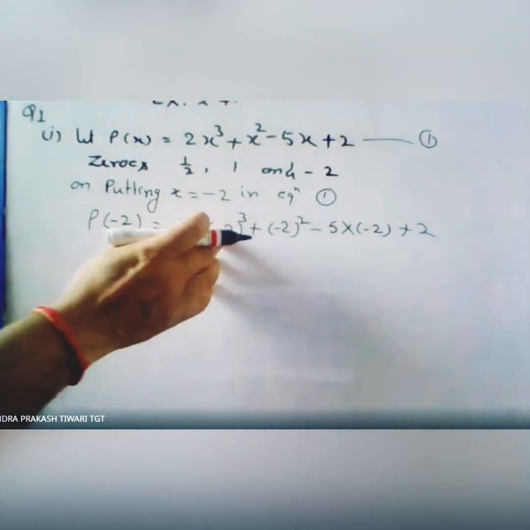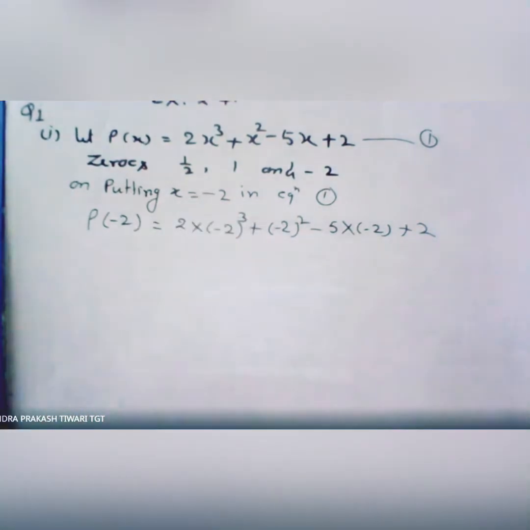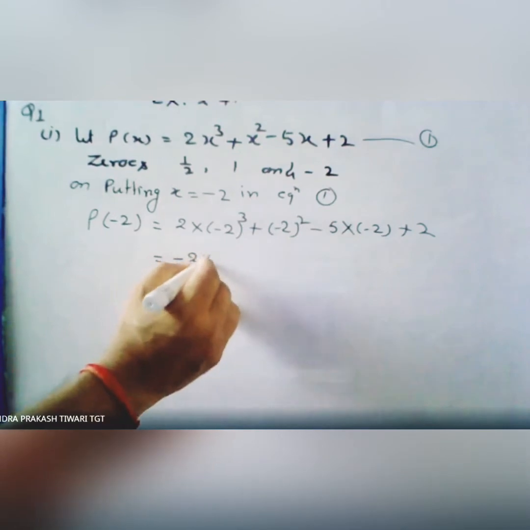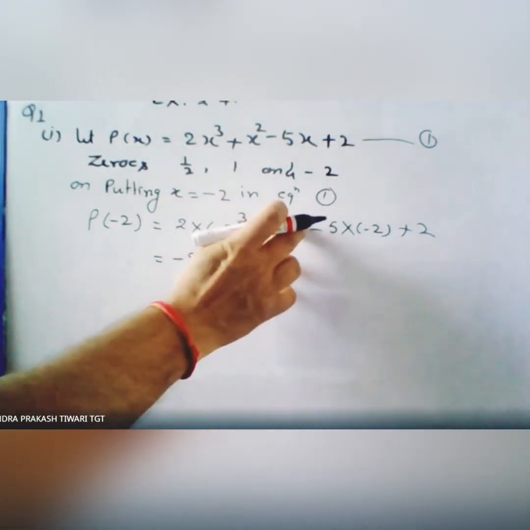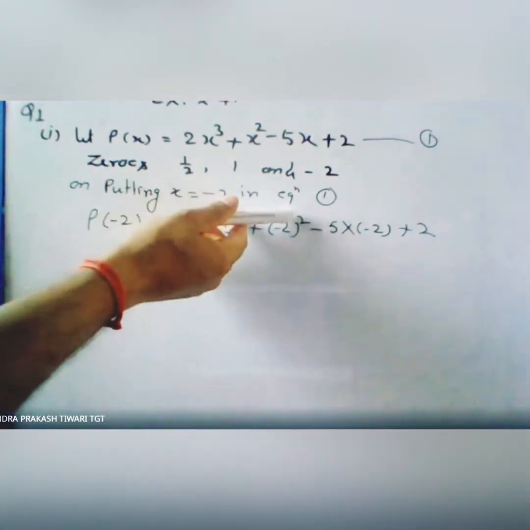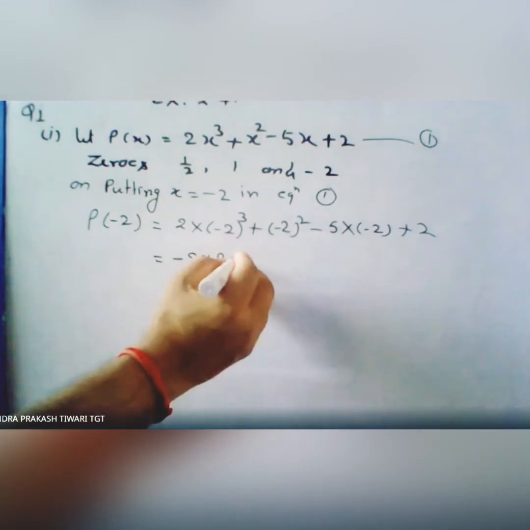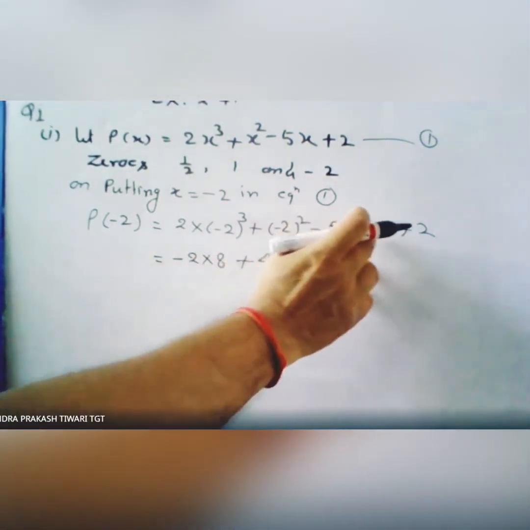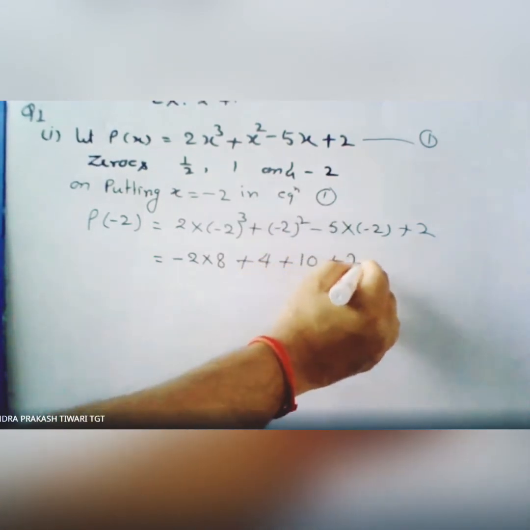So dear, 2 cube means 8, and the exponent is an odd number, so you will get the negative sign, that is -2 into 8. And 2 square means 4, and the exponent is an even number, so you will get the positive sign, that is plus 4. And 5 times 2 is 10, minus and minus is plus, so you will get plus 10 and then plus 2.